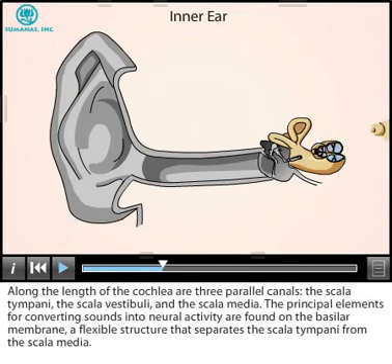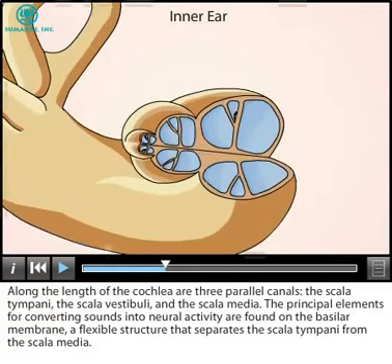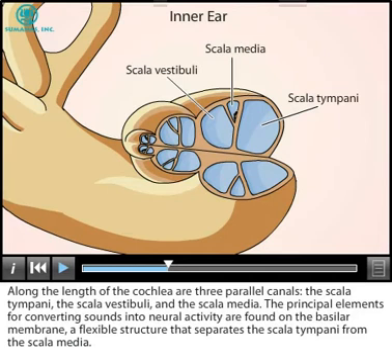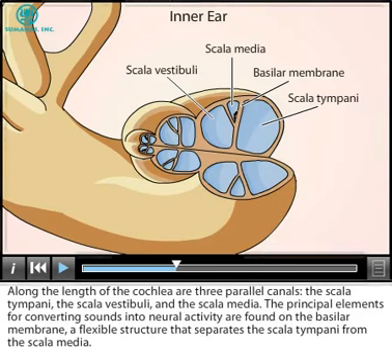Along the length of the cochlea are three parallel canals: the scala tympani, the scala vestibuli, and the scala media. The principal elements for converting sounds into neural activity are found on the basilar membrane, a flexible structure that separates the scala tympani from the scala media.